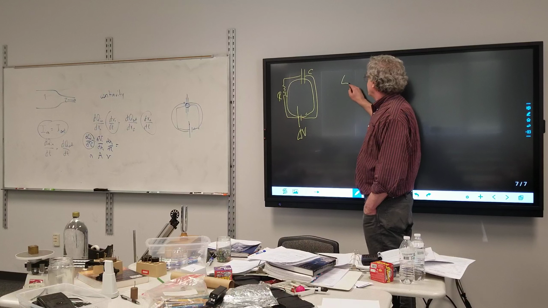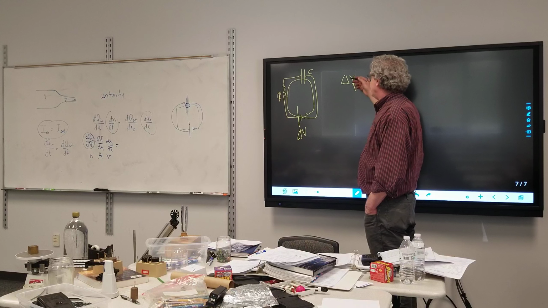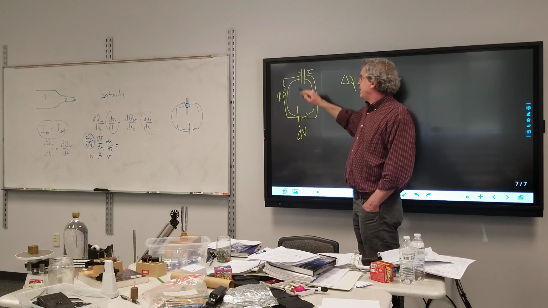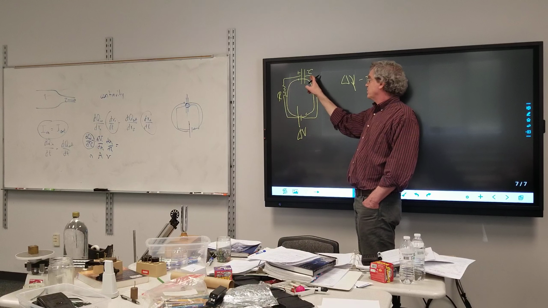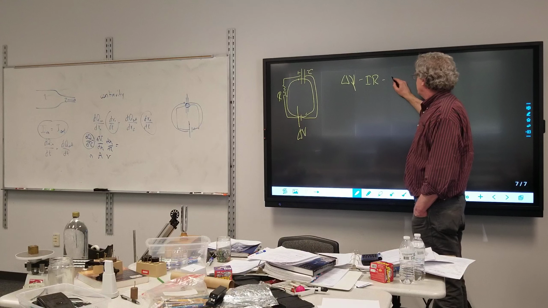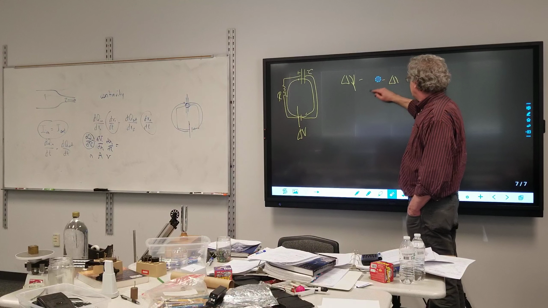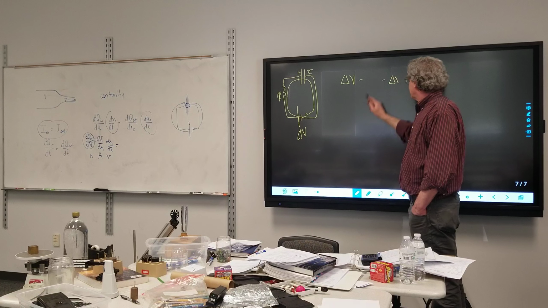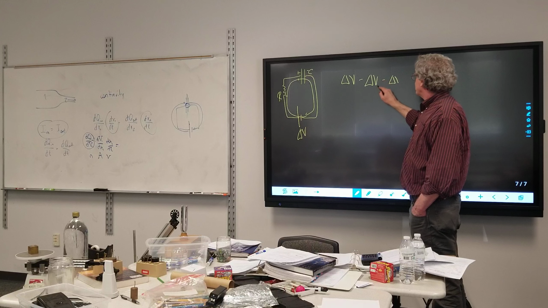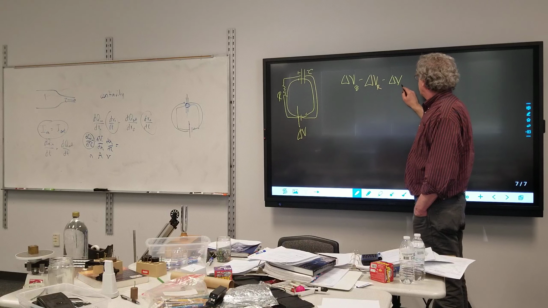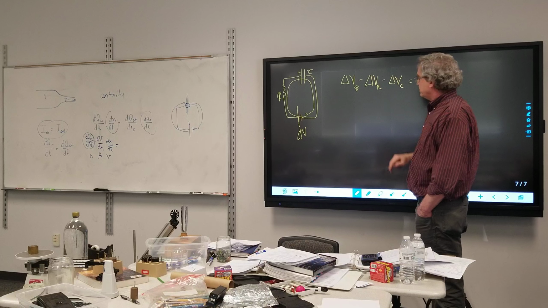I gain potential going across the voltage supply. I'm going to lose it going across the resistor. And then that's going to be my positive plate, my negative plate of the capacitor, so when I go across it going to the right, I'm going to lose it. Actually, I'm going to write it slightly differently. The change in voltage across the resistor, the power supply, and the capacitor equals 0.